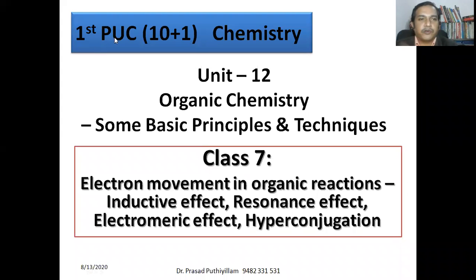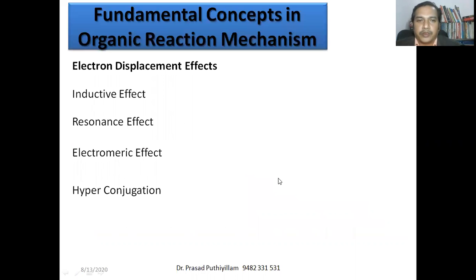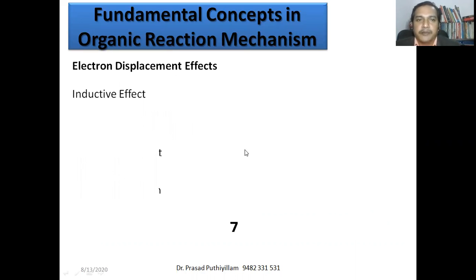Continuing my classes for first PUC, plus one chemistry, unit 12, organic chemistry, class number 7: electron movements in organic reactions. Electron movements mean electron displacement. There are mainly four electron displacement effects: inductive effect, resonance effect, electromeric effect, and hyperconjugation. We will discuss them one by one. This is class number 7.